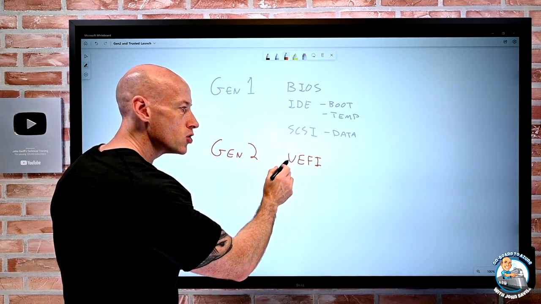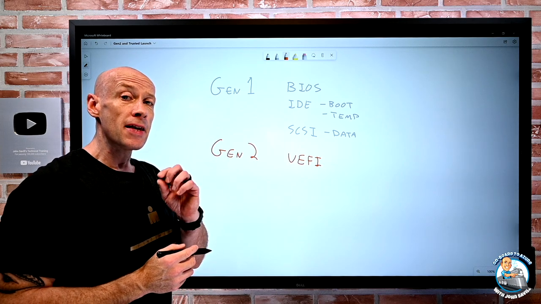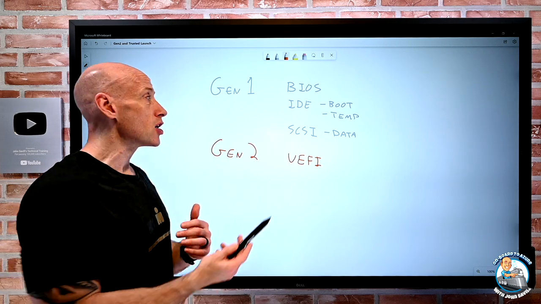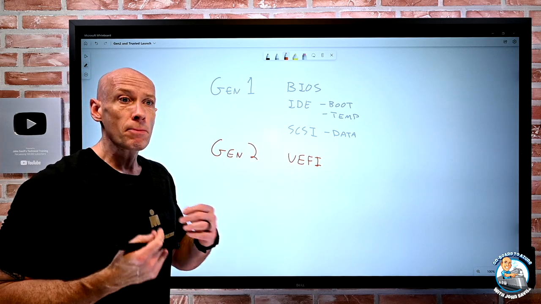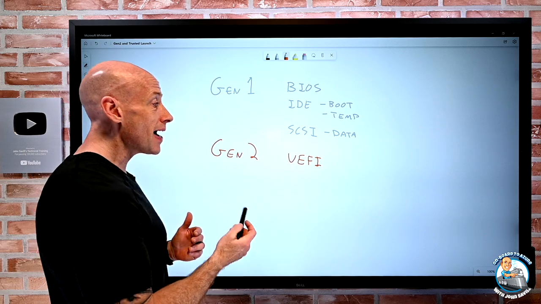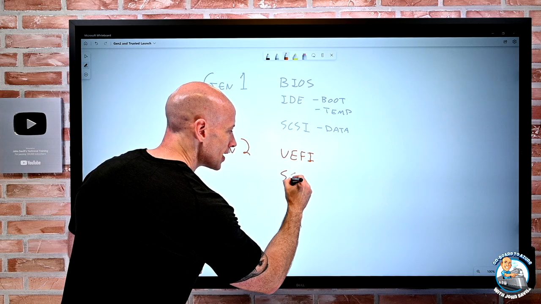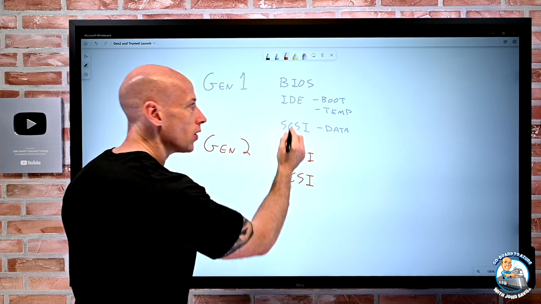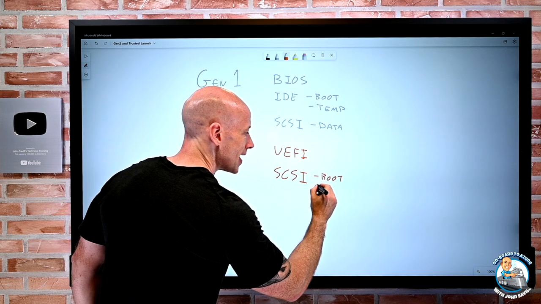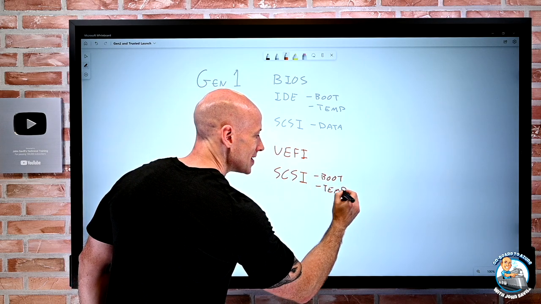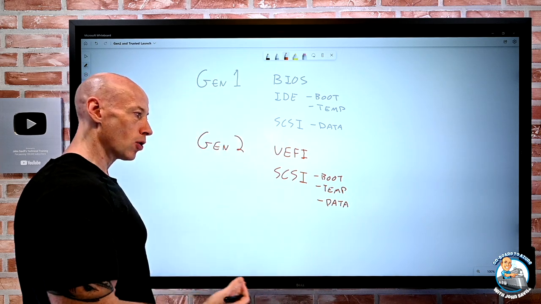When I use UEFI, the disk has a different disk configuration. This is why I can't just easily switch from a Gen 1 to a Gen 2. The disk configuration is completely different. There's different drivers being loaded because, hey, now with UEFI, I only have a SCSI controller. I do not have an IDE controller. So now boot, temp, and data all boot from that synthetic SCSI controller.